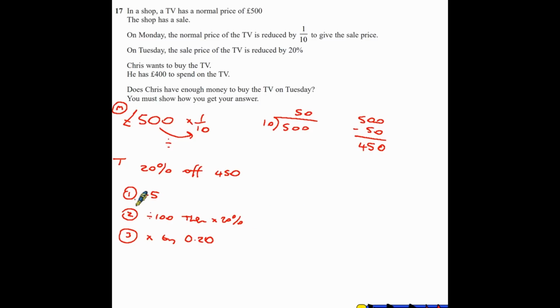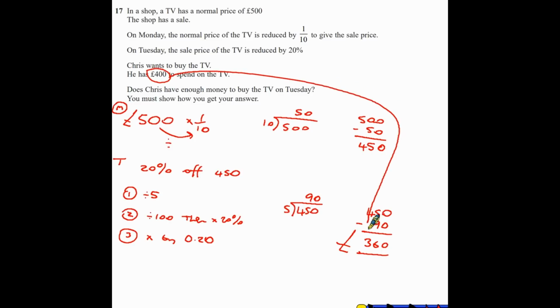So let's divide it by 5. 450 divided by 5. 5's into 45, 9. So the answer is 90. So we are taking £90 away from the sale price. So today, Tuesday, it's 450 minus 90, which gives us a price of £360. Chris has 400. Can he afford the television?